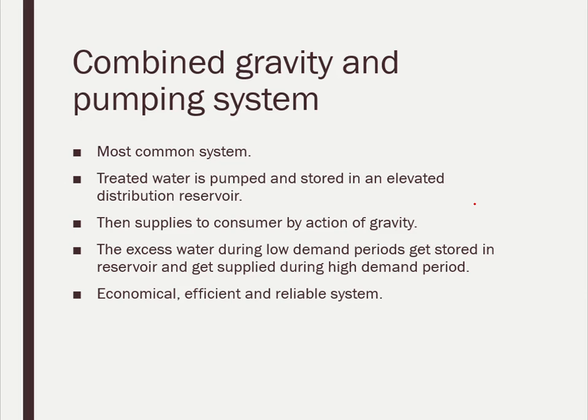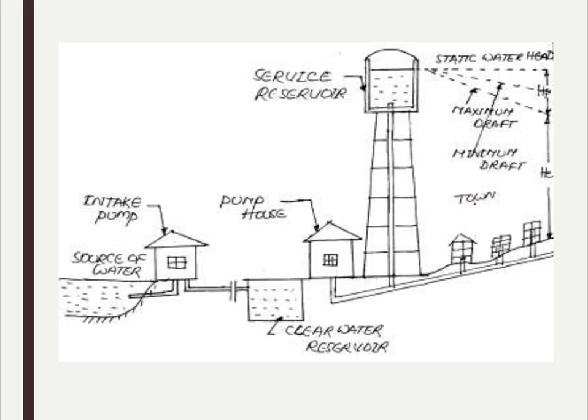So we know that the demand of water is not constant through the 24 hours. It varies with respect to our daily needs. Therefore, when there is no demand of water, it will be stored in the storage tank. Then whenever high demand is there, it will flow through the storage tank. So this method is economical and efficient.